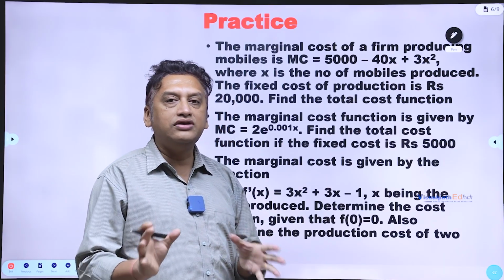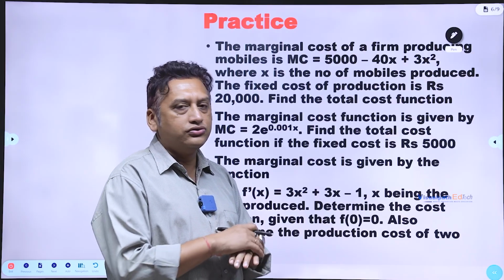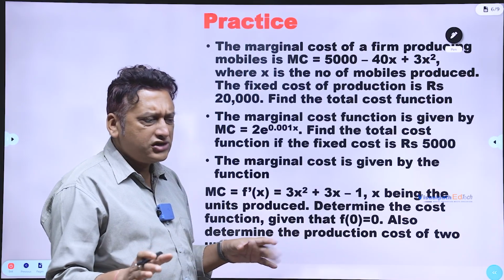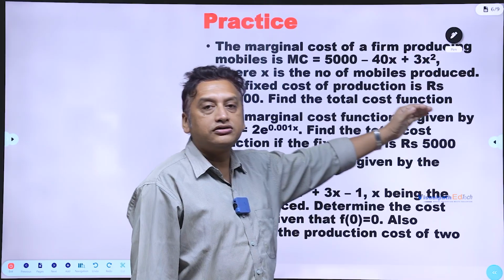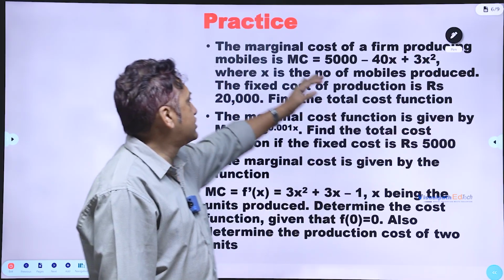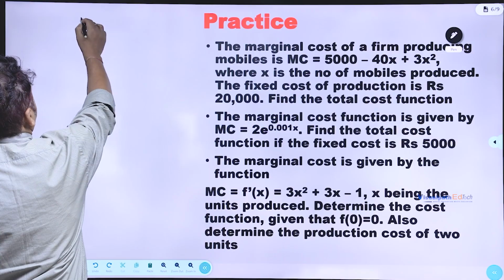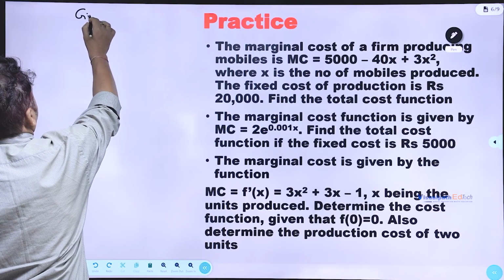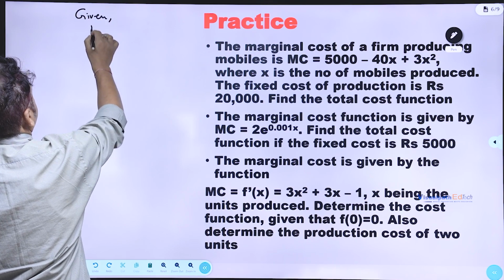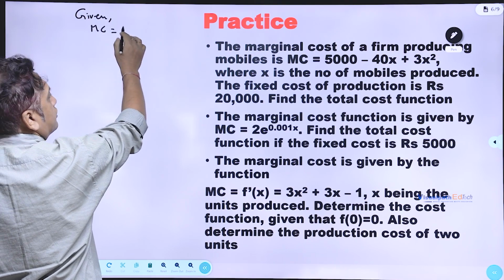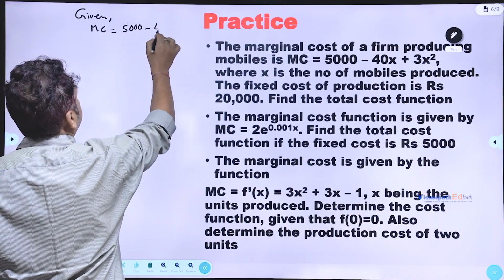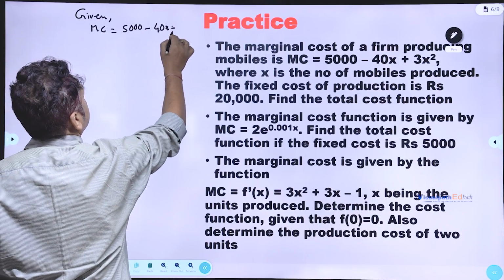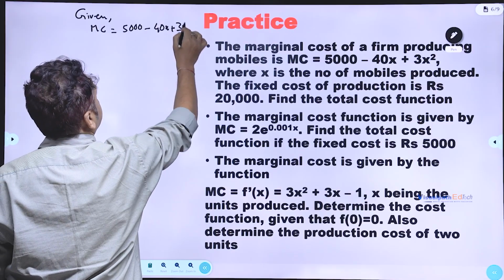The question says to find the total cost function. You don't have to find the cost of 10 mobiles or 100 mobiles or anything. We just have to find the total cost function. What is given? MC is given. So we'll start with the given: MC, that is marginal cost, is 5,000 - 40x + 3x squared.